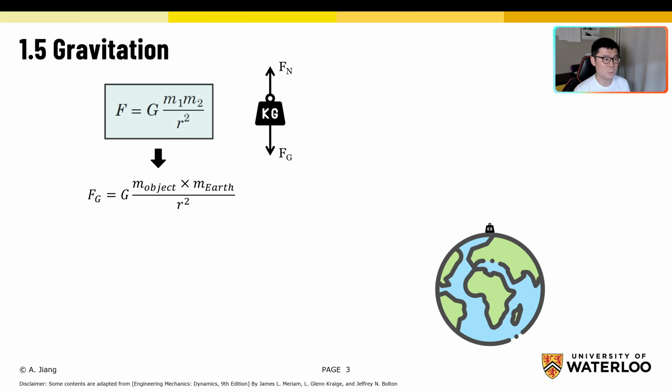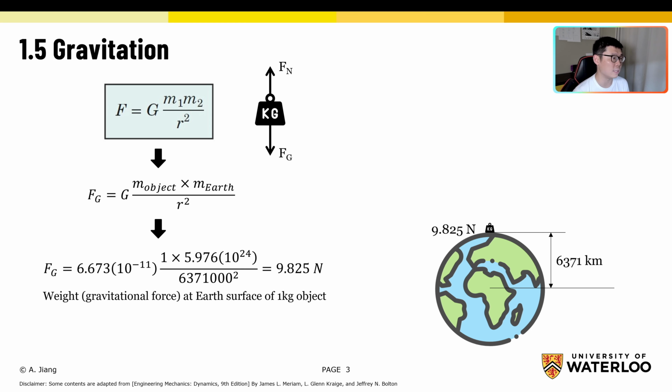Using the gravitation equation, we can calculate the gravitational force at this time based on the Earth radius, 6,371 kilometers. We can calculate the gravitational force is 9.8 Newton. That is about 2 pounds, assuming our object is 1 kilogram.